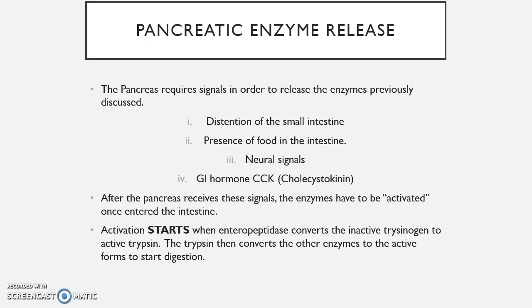After the pancreas receives these signals, the enzymes have to be activated once they enter the intestine. The activation starts when enteropeptidase converts the inactive trypsinogen into active trypsin. The trypsin then converts all the other enzymes to the active forms that are needed for digestion.